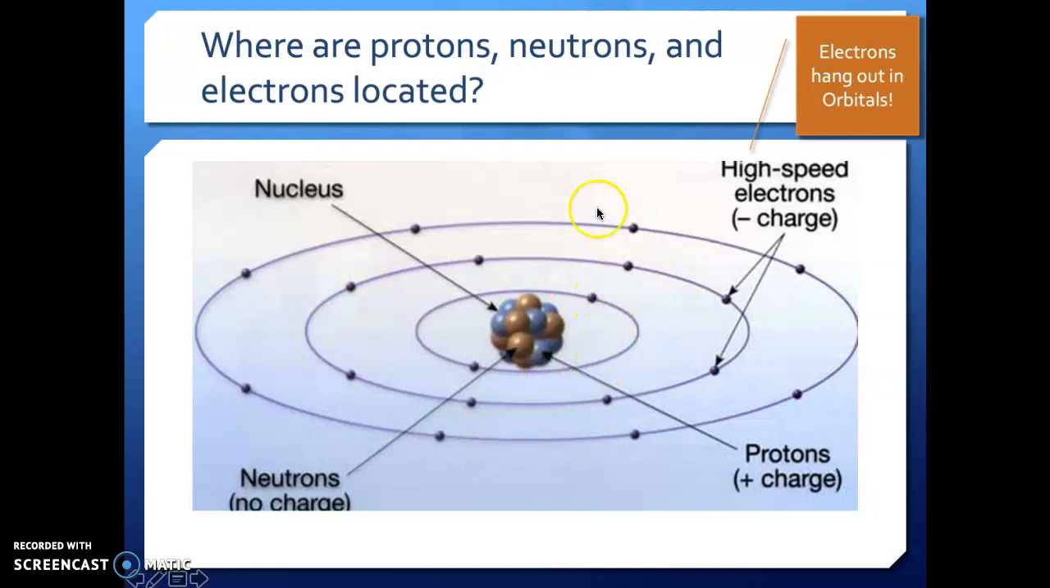But if you look at which of these takes up the most space, you'd say, well, for sure it's the electrons. It'd be like saying in our solar system, what takes up the most space, the sun or the entire solar system? Well, the entire solar system does, even though the sun is in the center and contains a lot of the matter and is way bigger than everything else.